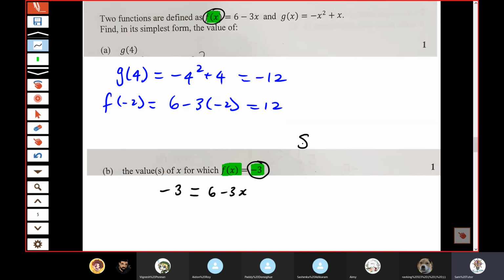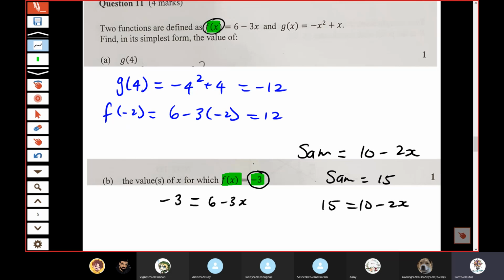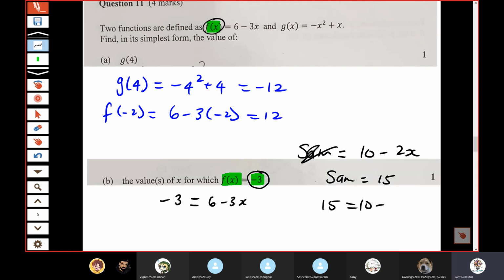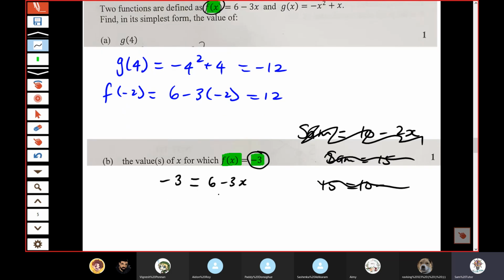It's like me saying this to you. Sam equals 10 take away 2x. And I'll tell you, Sam is 15. Well, isn't that the same as you saying, 15 equals 10 take away 2x? That's exactly what you've done. Instead of being Sam, it just says f of x. So don't let the f of x confuse you. Same logic. And then obviously it's very easy to solve from here.